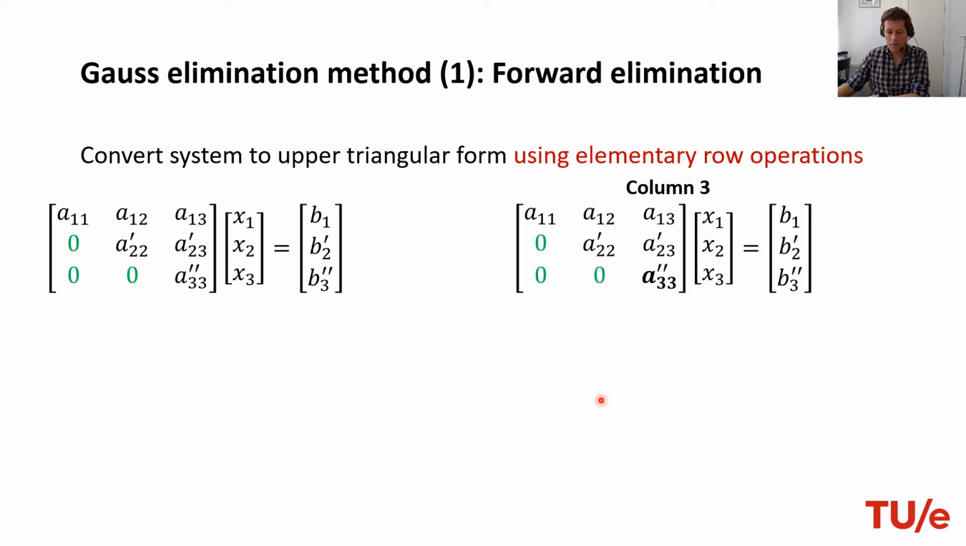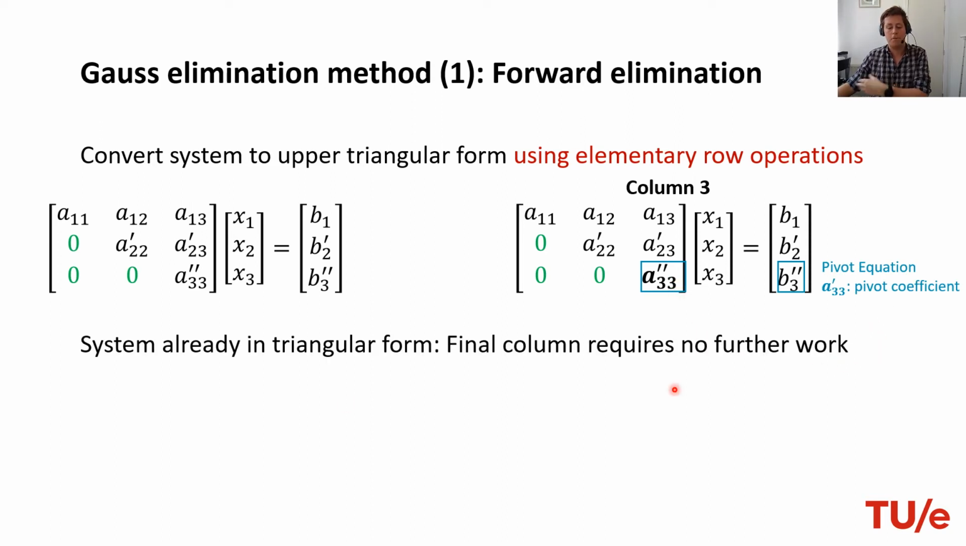Now let's take a look at column 3. In this case, column 3 is the last column. Again, you can define a pivot equation or a pivot coefficient, but it doesn't make sense because the last column doesn't require any further work, as the system, as we see it here, is already in upper triangular form.